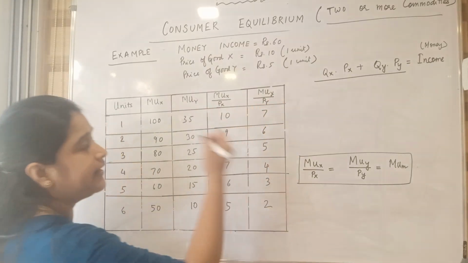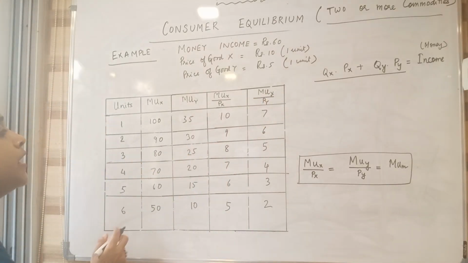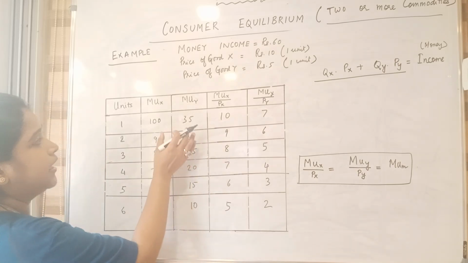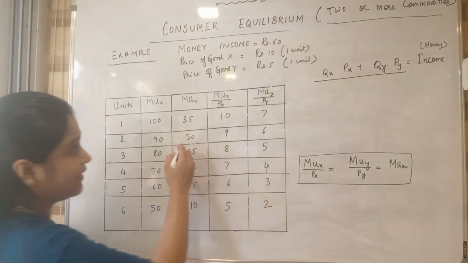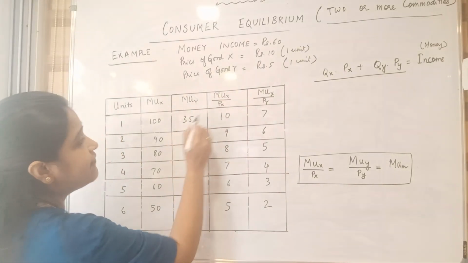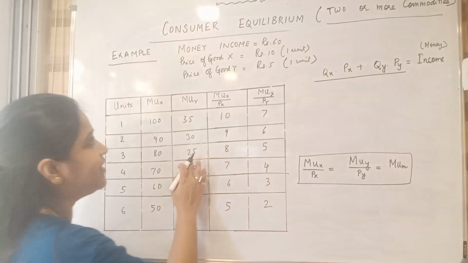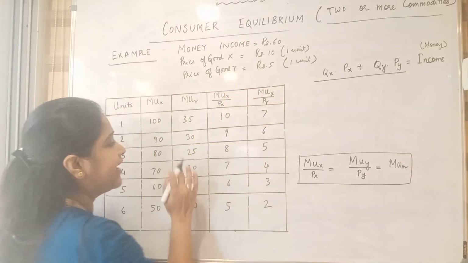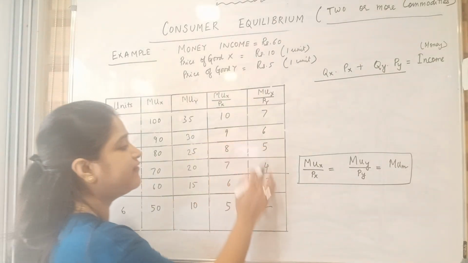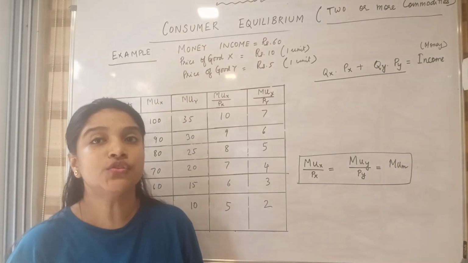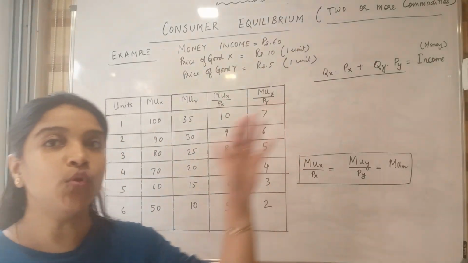And similarly, we attain the figures of marginal utility of Y upon PY by dividing the figures of marginal utility of good Y by the price of good Y. That is 35 upon 5, which is 7, 30 upon 5, which is 6, 25 upon 5, which is 5, 20 upon 5, which is 4, 15 upon 5, which is 3, and 10 upon 5, which is 2. Okay, so we have now got all our figures of MUX upon PX and MUY upon PY.